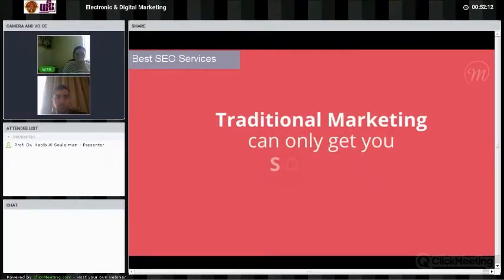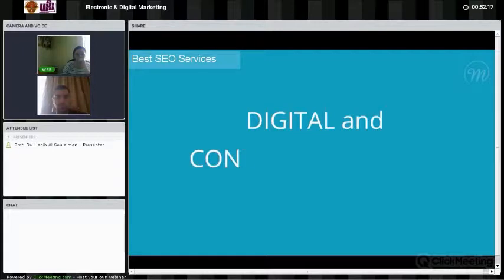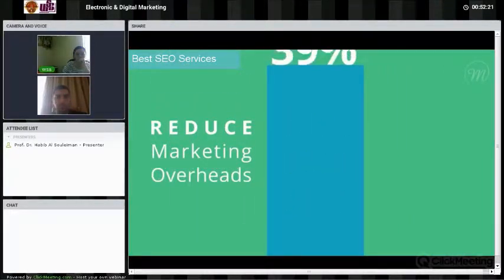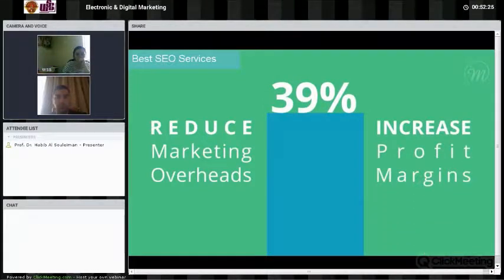Traditional marketing can only get you so far. Think local, but act global. Digital and content marketing strategies help reduce your marketing overheads by 39%, thereby increasing your profit margins.